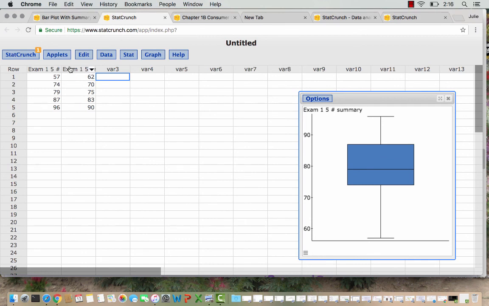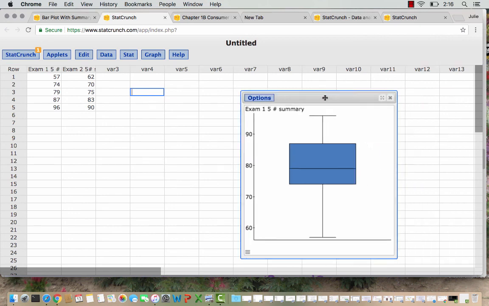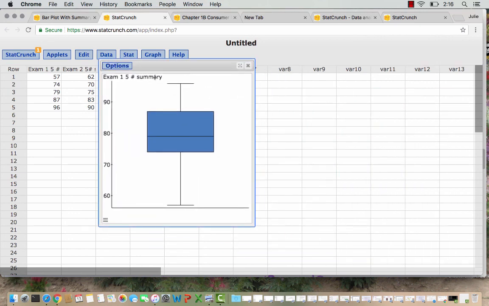And I see I made a typo here. The second list is the exam 2 5-number summary. So to edit in StatCrunch, you just click in the name you've given and edit your typing there. And we see my exam 1 5-number summary looks very similar to the graph that I drew. Maybe this one's a little more accurate.